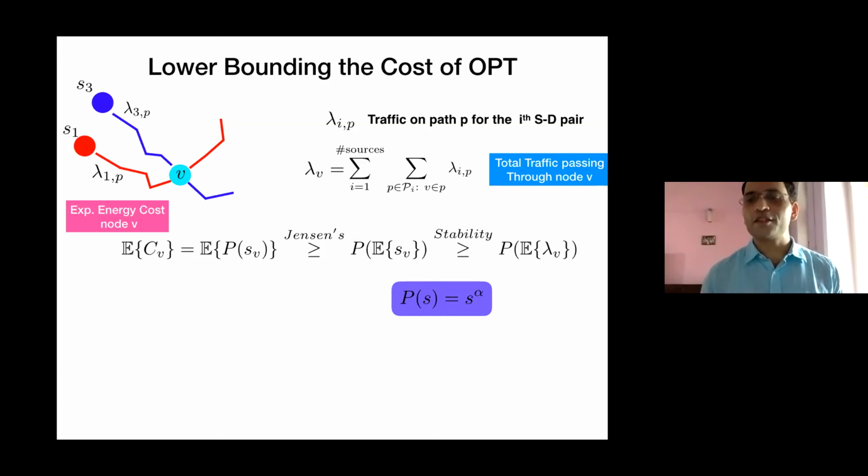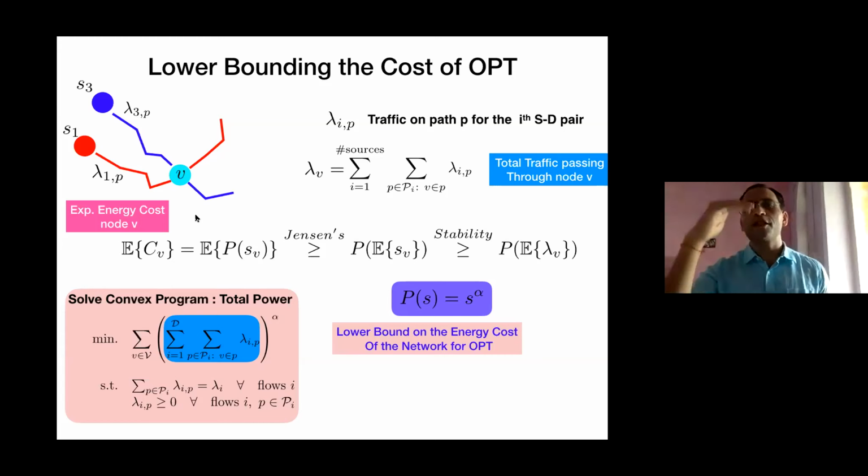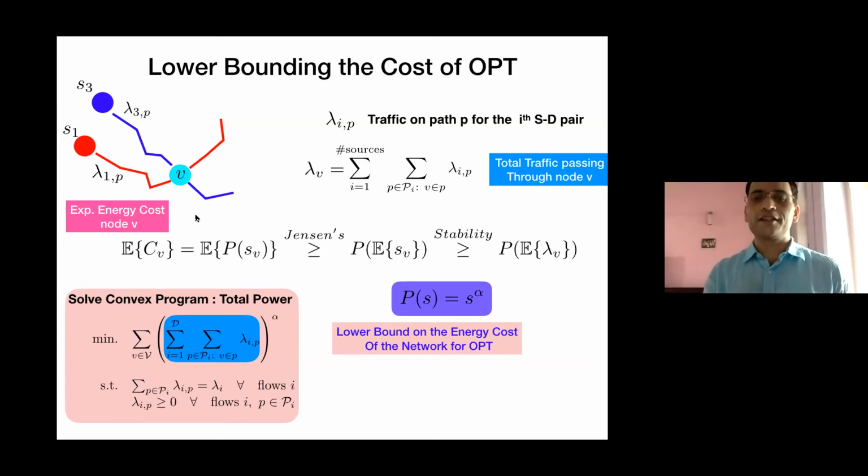And for P of S equal to S power alpha, we just look at this program now. So this is nothing but counting this particular lower bound across all nodes in the network. Just count this thing and try to minimize this with respect to all possible feasible flows. So what we did was we fixed a feasible flow. We looked at what's the least power a node has to consume. And now we are trying to find the optimal flow given that this is the power you have to spend.